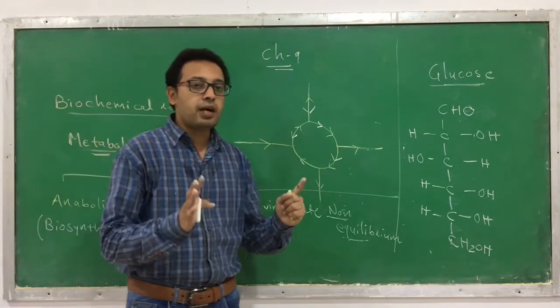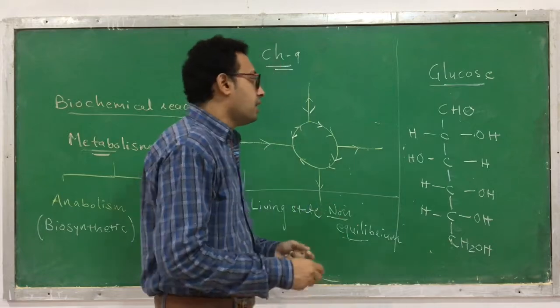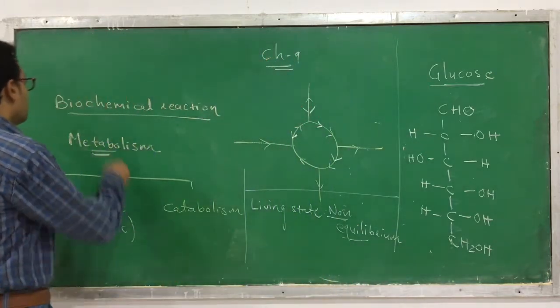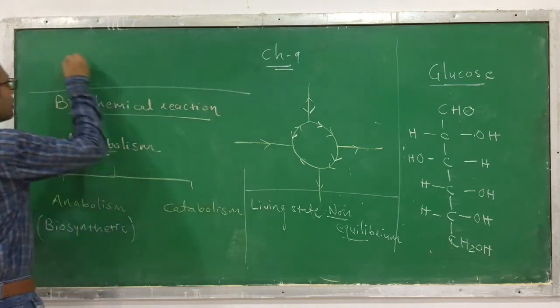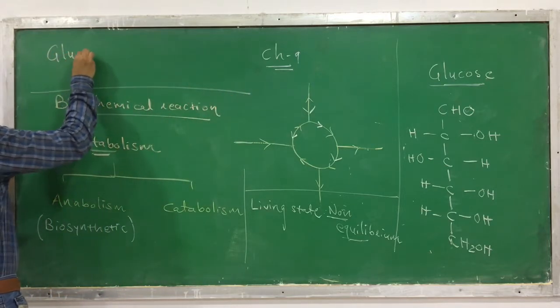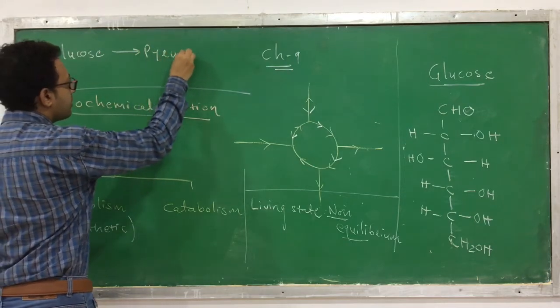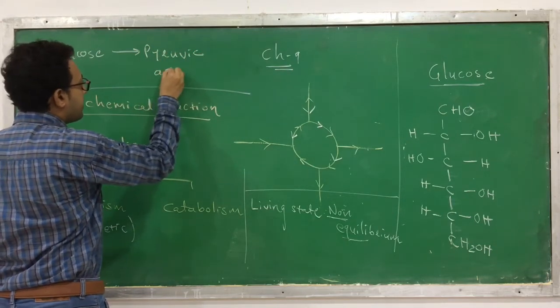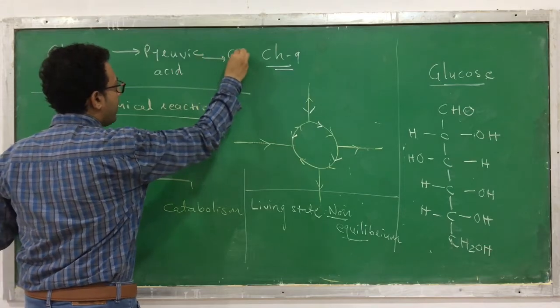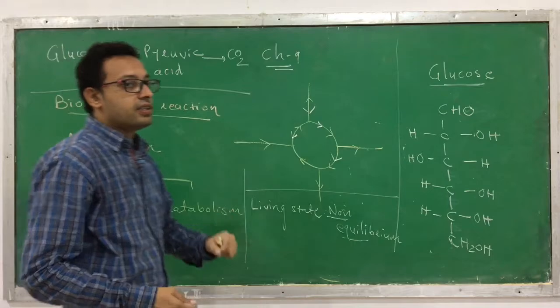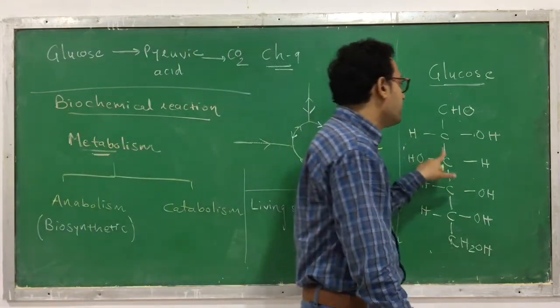Clear? So this is about a different concept. Now I will explain how this glucose molecule is going to be broken down, or how it liberates energy. The glucose molecule gets converted to either pyruvic acid or lactic acid. And ultimately it gets converted to carbon dioxide. Simple. So it liberates the energy which is stored in this bond.